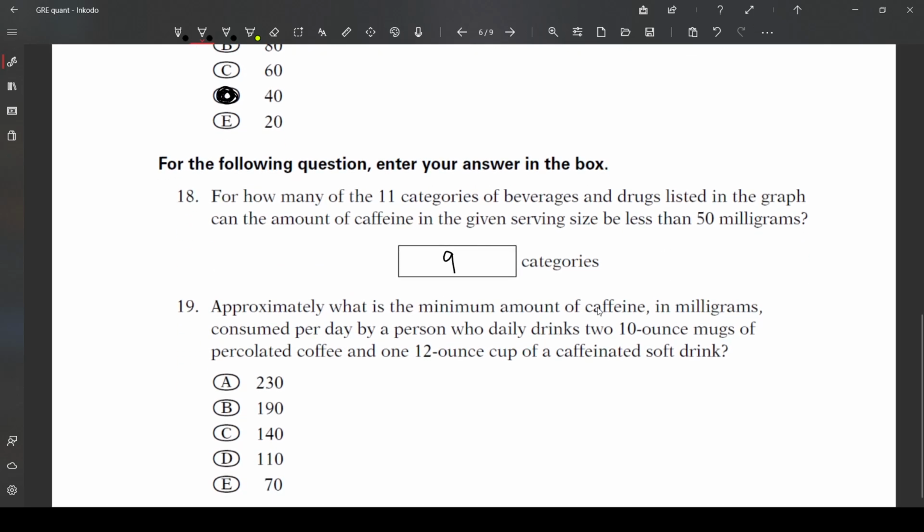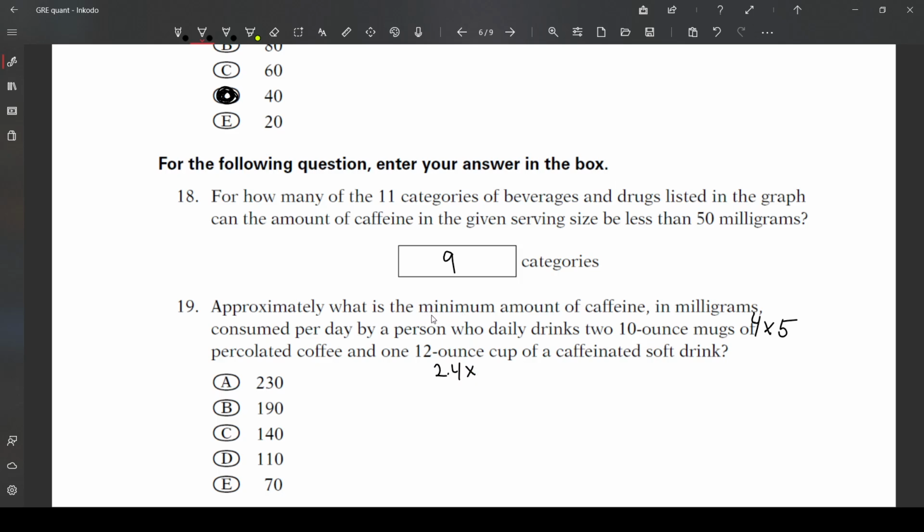Approximately, what is the minimum amount of caffeine consumed per day? 2 10-ounce mugs, so that's 4 times 5 of percolated coffee and 1 12-ounce cup. So that's 2.4.